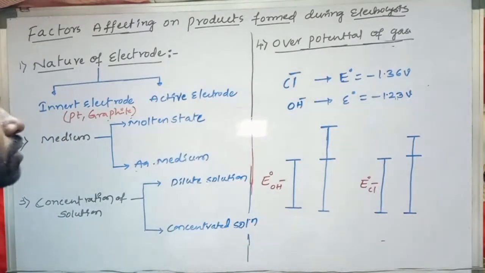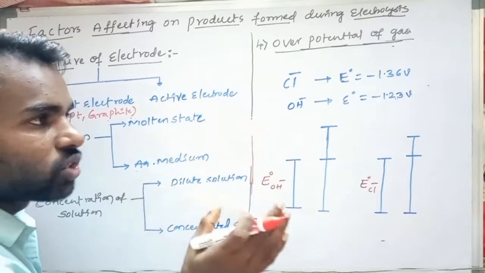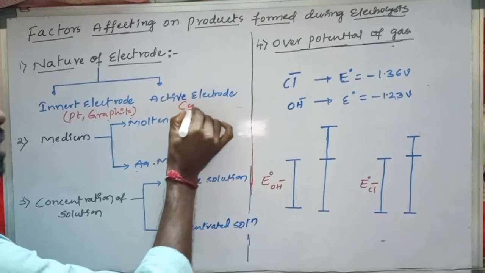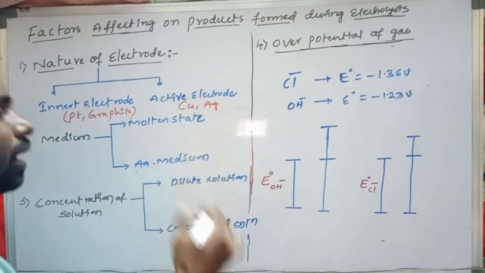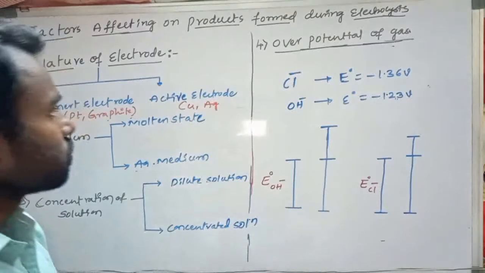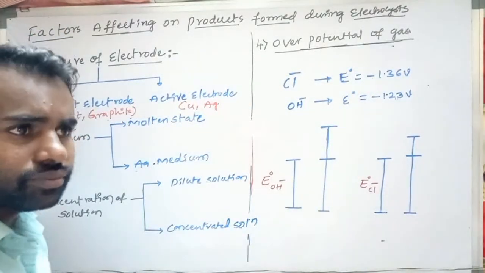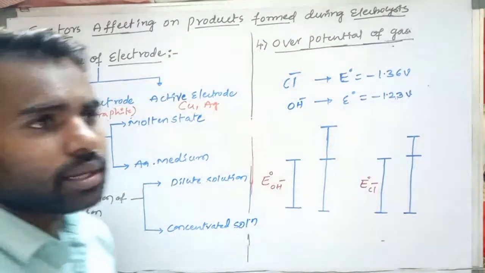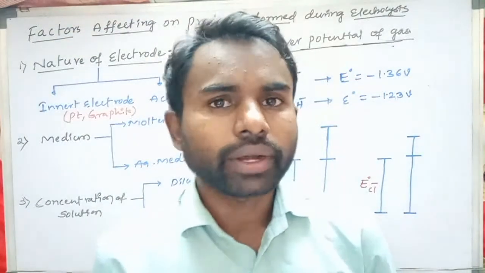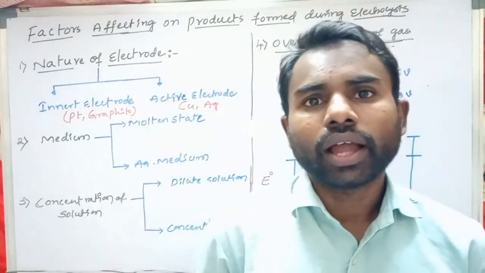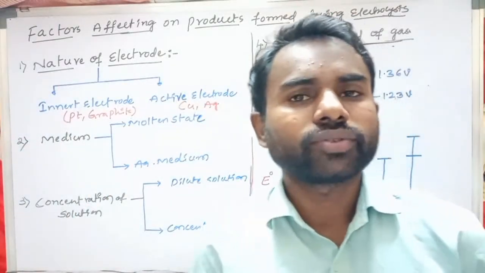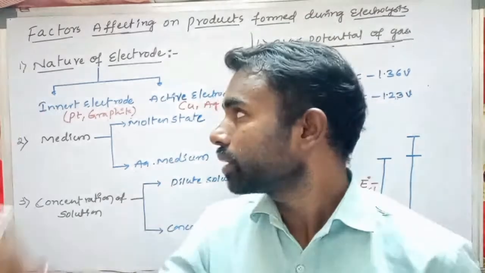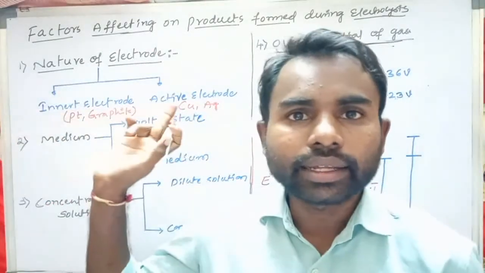What is the meaning of active electrode? The electrode which participates in the chemical reaction, that we have to call active electrode. Examples for active electrode: copper and silver. So these electrodes will be involved in the chemical reaction in the electrolytic cell. For example, we get different products in the presence of inert electrode and in the presence of active electrode, if the same electrolyte undergoes decomposition in the electrolytic cell.